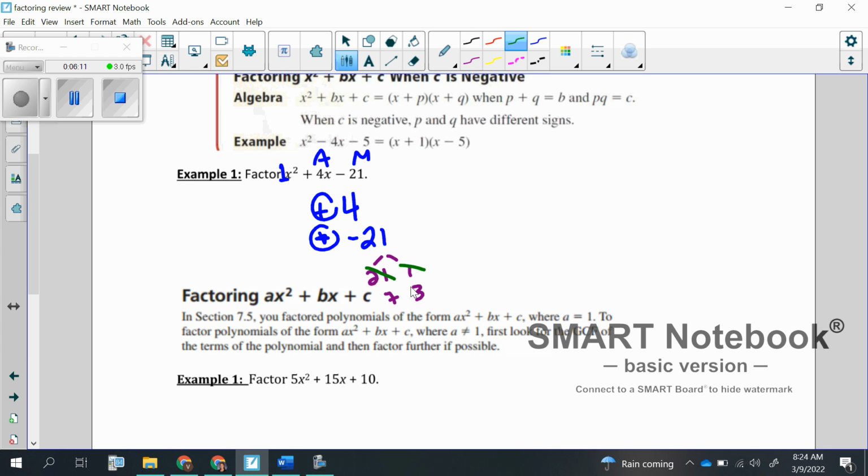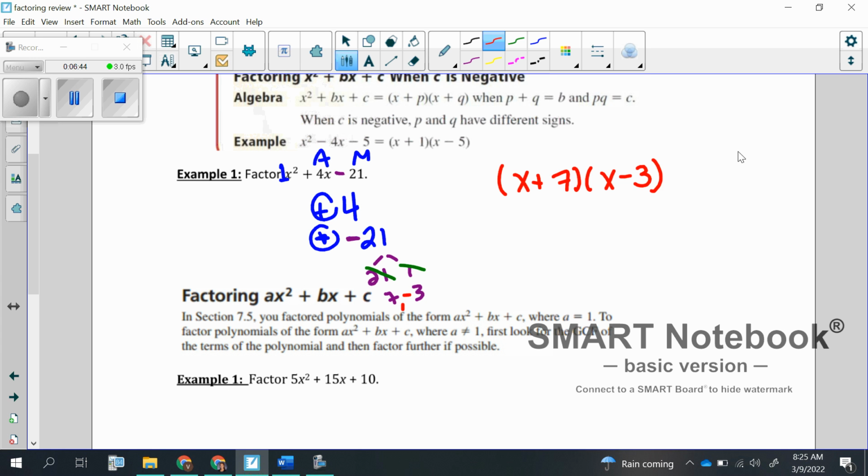7 and 3. Well, in order to multiply to a negative, and you can look at the example up here as well, one of the numbers has to be negative. So which one is negative? Well, since it's a positive 4, they're adding to a positive, the larger number has to be positive, so the 3 would be negative. So you want to say to yourself, do the numbers 7 and negative 3 multiply to negative 21? They do. And add to 4, and they do. So my factors would be x plus 7 and x minus 3.